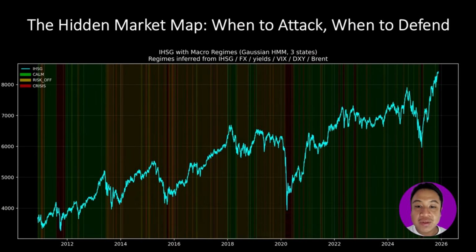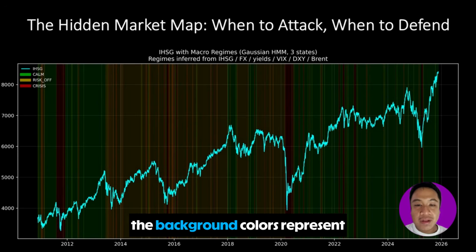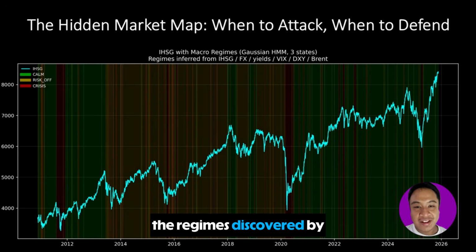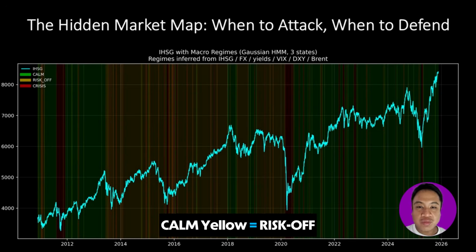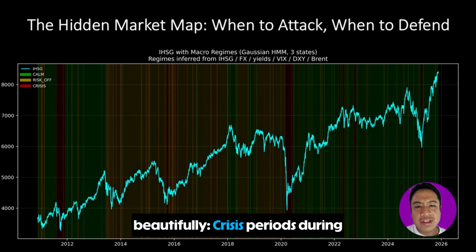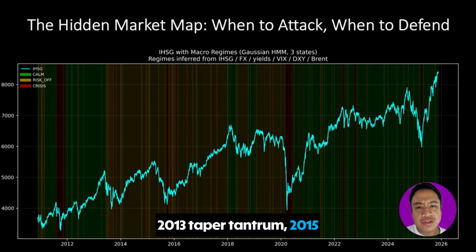Now that we understand the concept, let's look at the result. Here we have market price in cyan, and the background colors represent the regimes discovered by the HMM. Green, calm; yellow, risk off; red, crisis. You can see the transitions beautifully. Crisis periods during 2011 European debt crisis, 2013 taper tantrum, 2015 China slowdown, 2018 Fed tightening, and of course, the extreme spike during COVID in 2020.